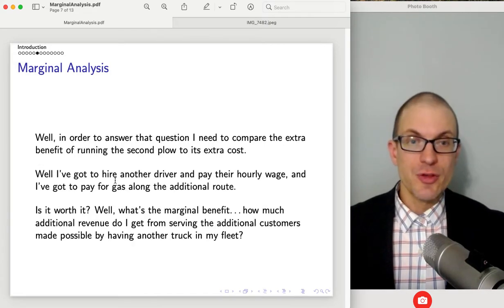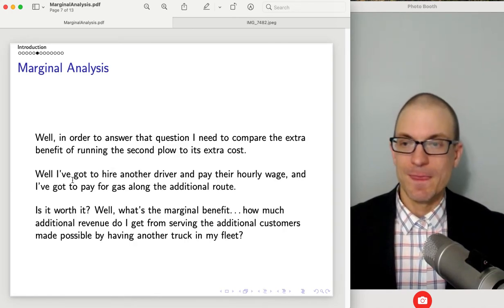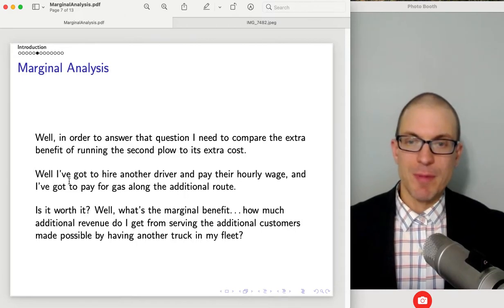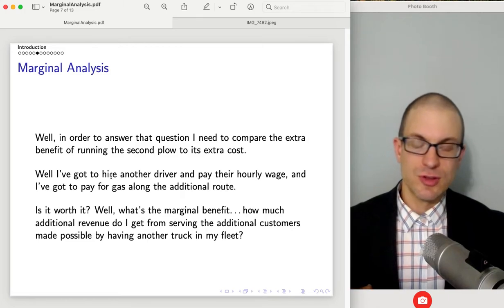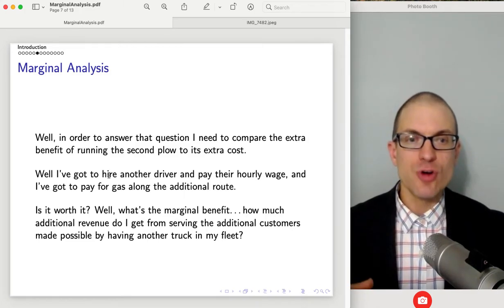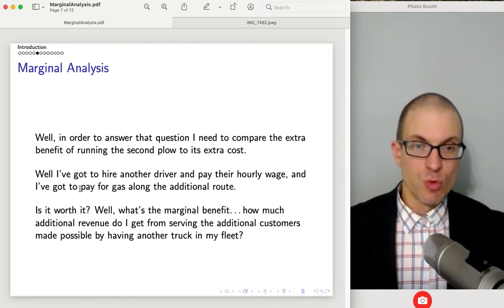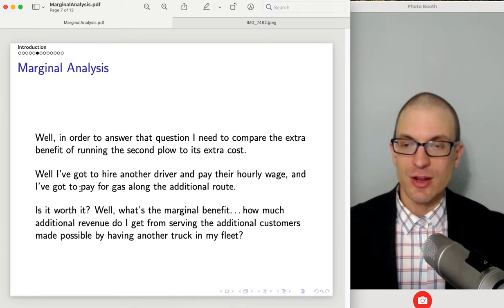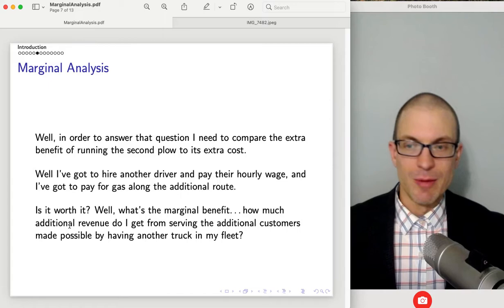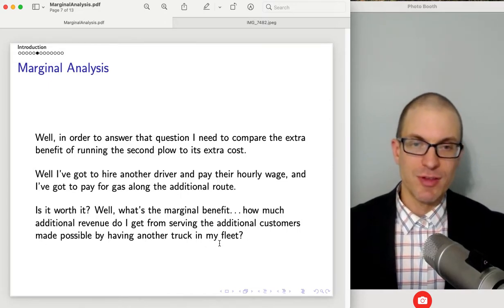Okay, so should I get another truck though? Well, in order to answer this question, I need to compare the extra benefit of running the second plow to its extra cost. So I've got to hire another driver, pay their hourly wage, and pay for gas along the additional route. Those are all going to be brought into the marginal cost of the second truck that I'd be bringing on board. Is it worth it? Well, there's also a marginal benefit. There's the additional benefit from running an additional truck in my fleet. So it's how much additional revenue do I get from serving the additional customers made possible by having that truck.